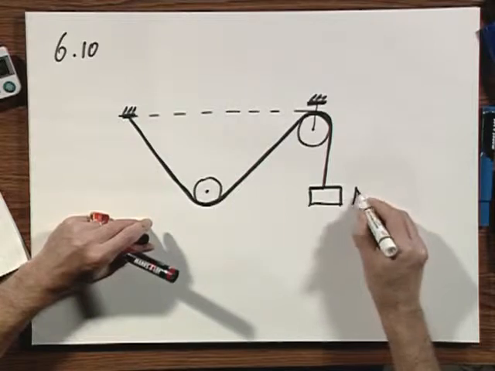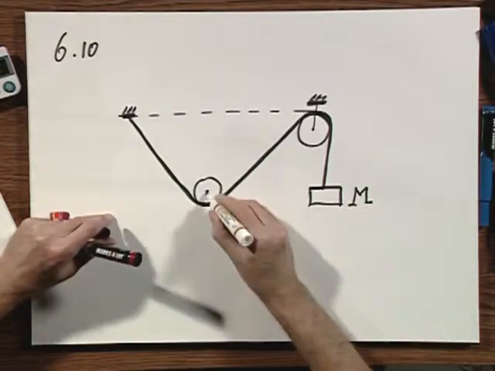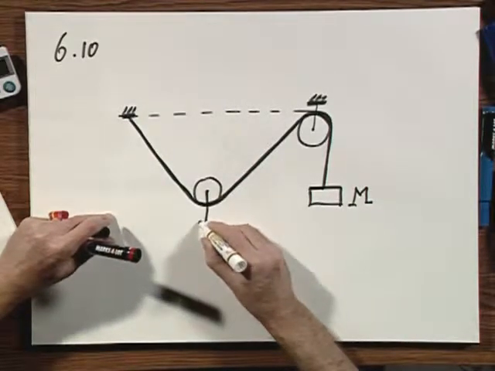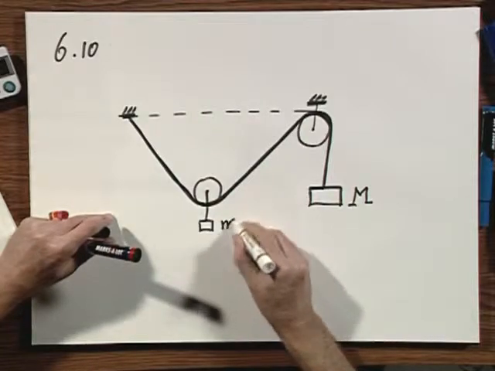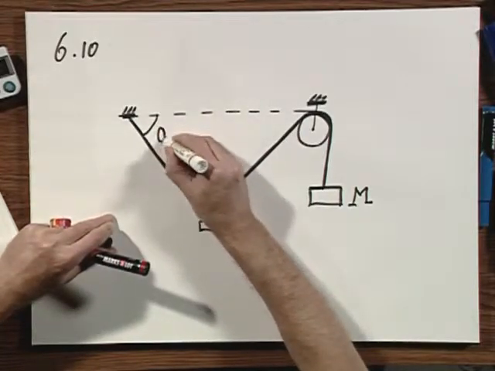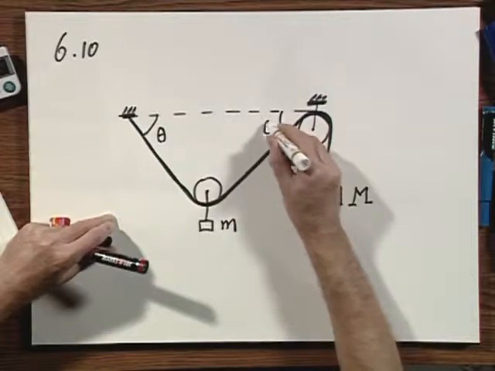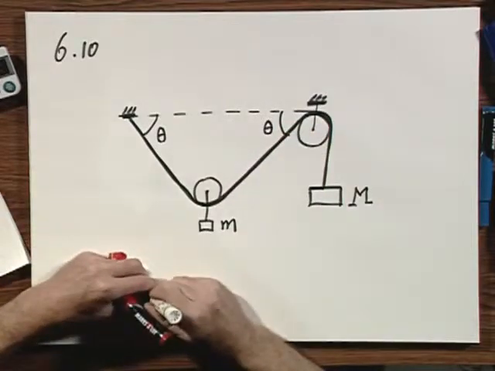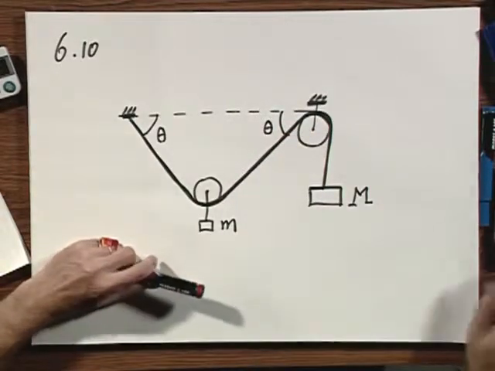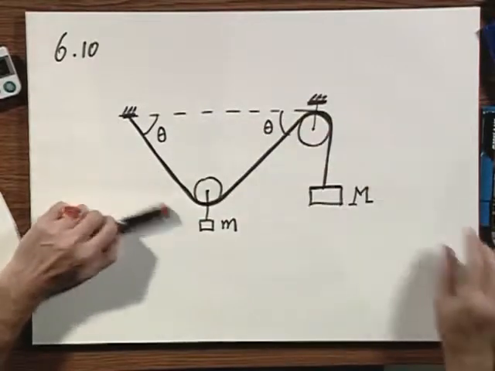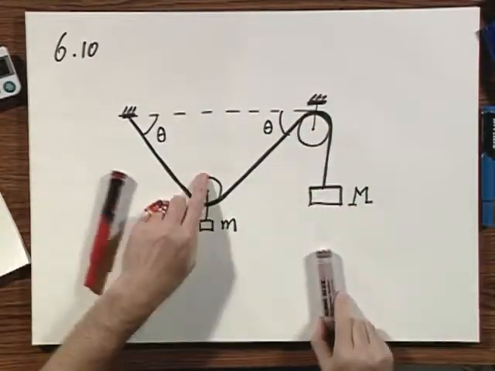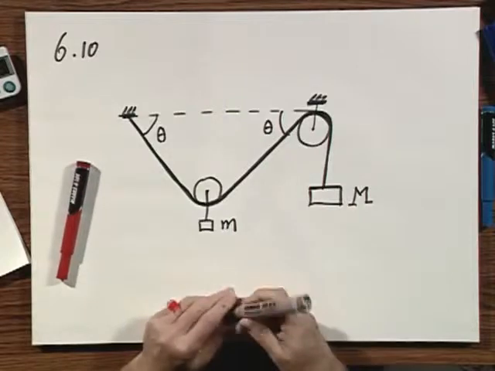This has a mass hanging, capital M, and on this pulley is hanging a weight, little m. The angle here is theta, and the angle here happens to be the same, is also theta. We are being told that there is equilibrium. In other words, that m is not going down, capital M, nor going up.